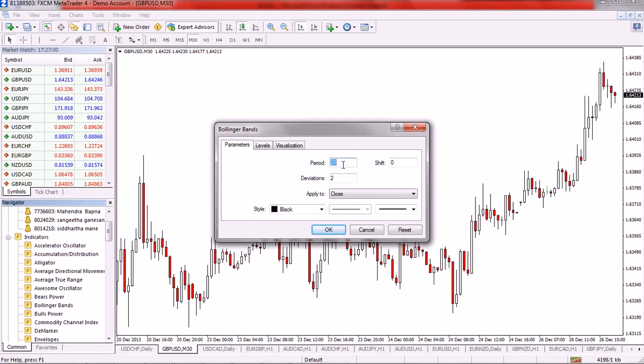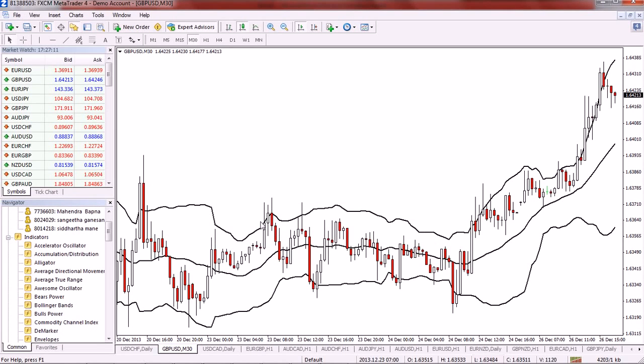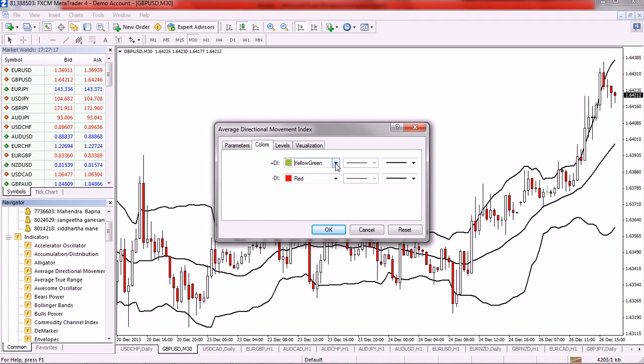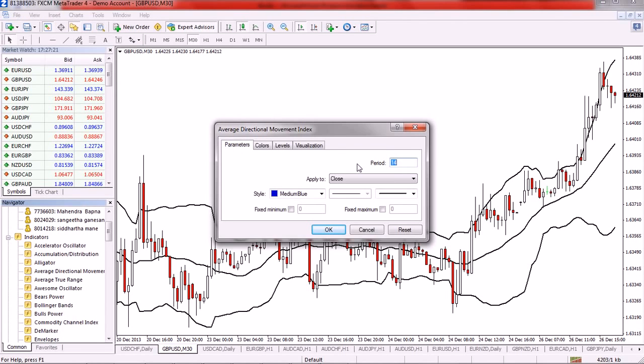Okay, so this is a clean chart, and put Bollinger bands on this one. The Bollinger bands period is 20 and deviation is 2. These are the default settings, so you can use the default settings for this one and put the Bollinger bands on it, and then put the average directional movement index ADX.